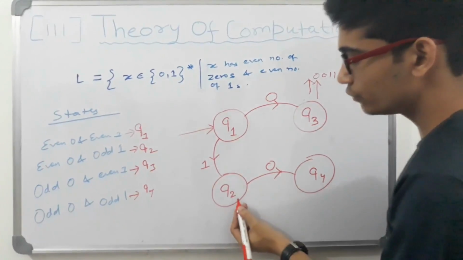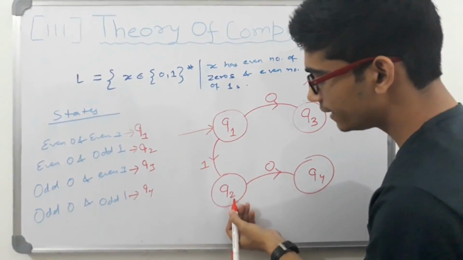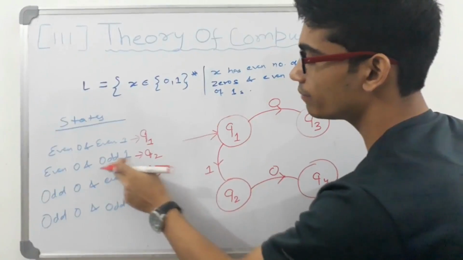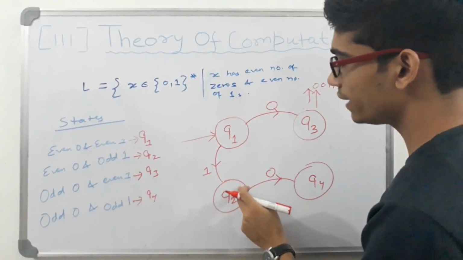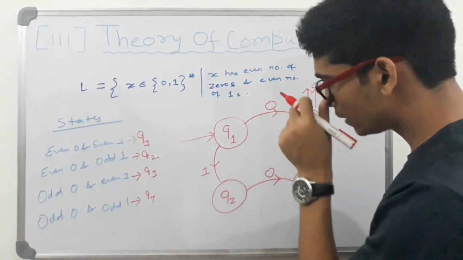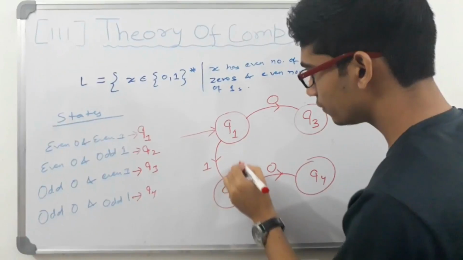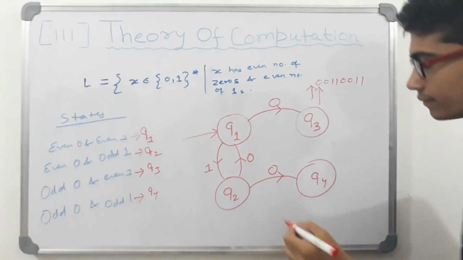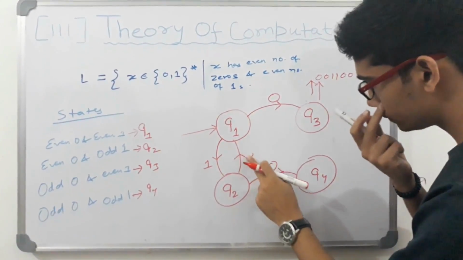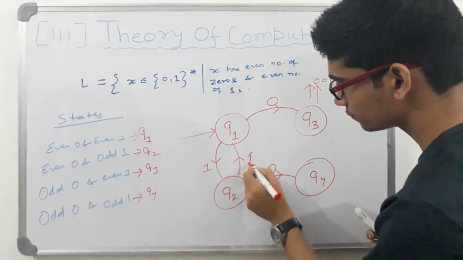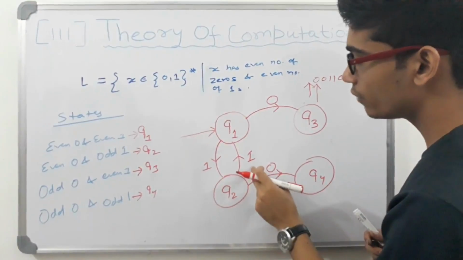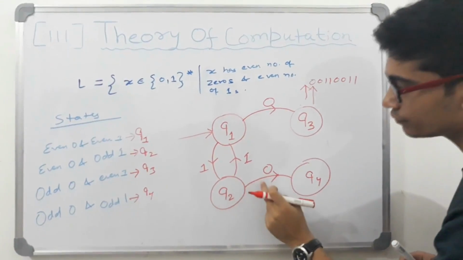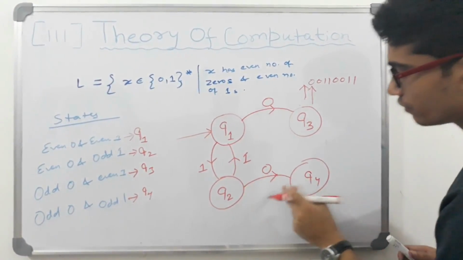Now what if q2 sees a 1? At this state you scan a 1. If you scan a 1, you are making the number of 1s even, so you go to even 0 and even 1. So what will be the transition here? We'll go to here. Sorry, this is 1. Okay, so you have encountered a 1, you have made 1 even, you went here. Now I have completed q2 for 0 and 1. Let us complete q4 for 0 and 1.